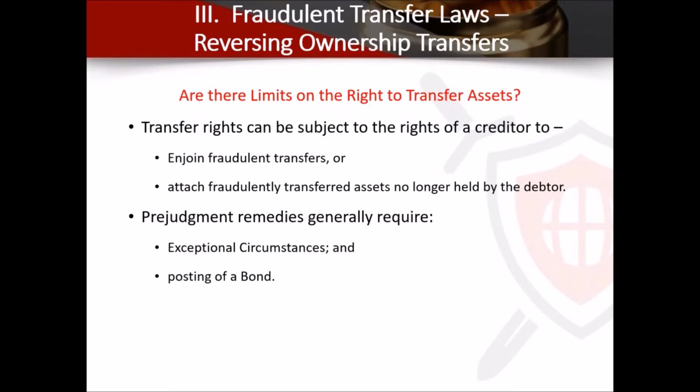So this is just some limits on the rights to transfer assets, and that's what the fraudulent transfer laws do. If it can be proven that a fraudulent transfer took place, you can enjoin whoever got the assets from moving them again. You can attach and collect them. But as I had mentioned, pre-judgment, there's not that much you can do. The debtor can move whatever assets they want around. There are some rare exceptions to that, but that's pretty much the rule.